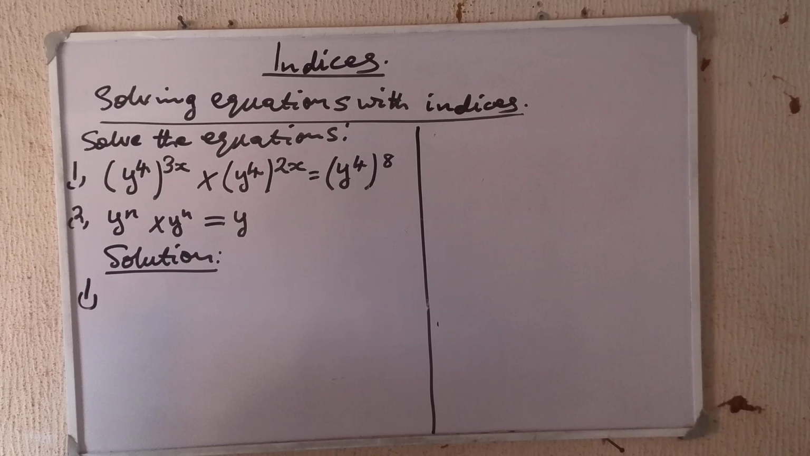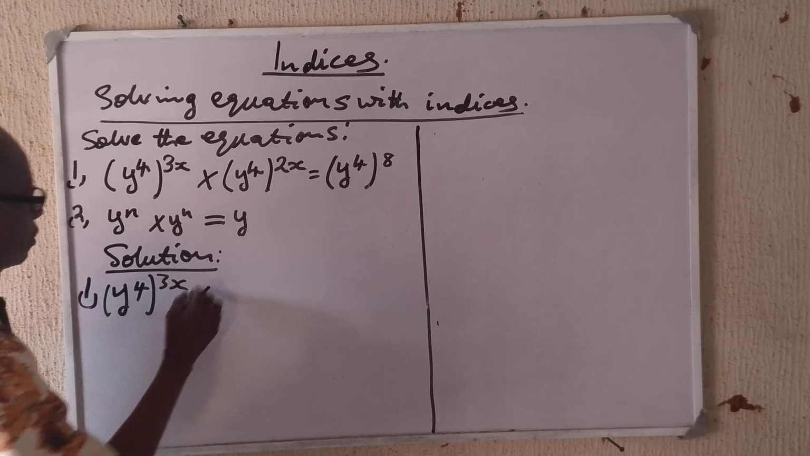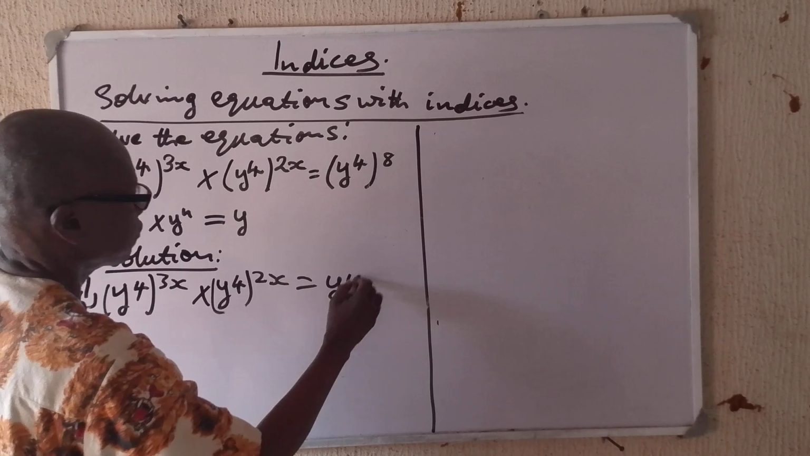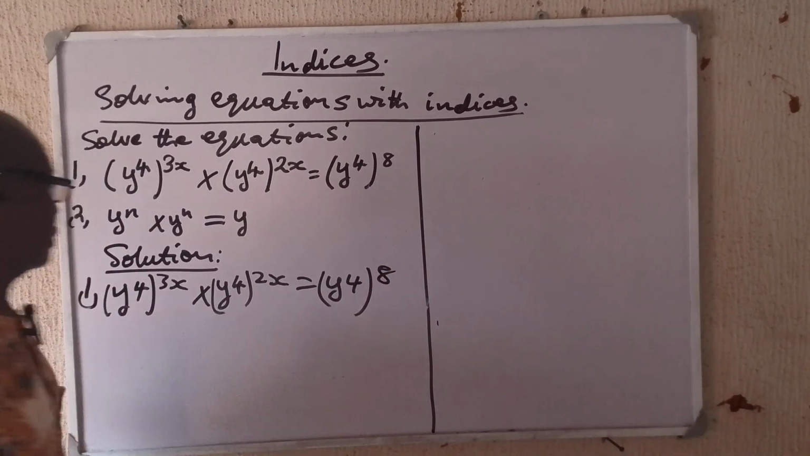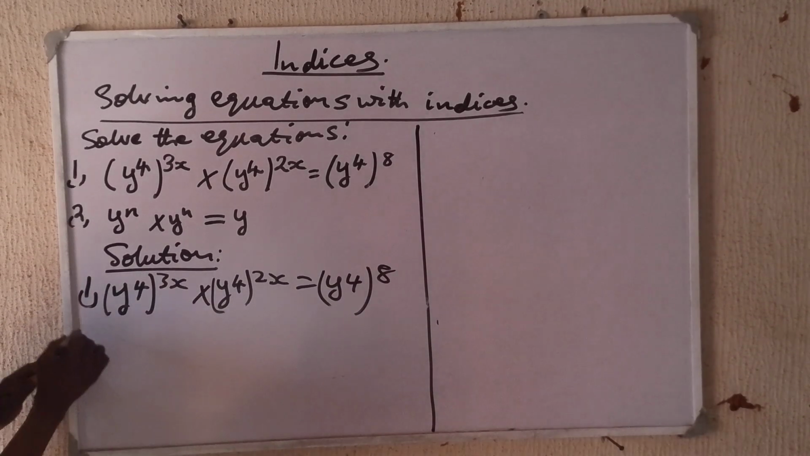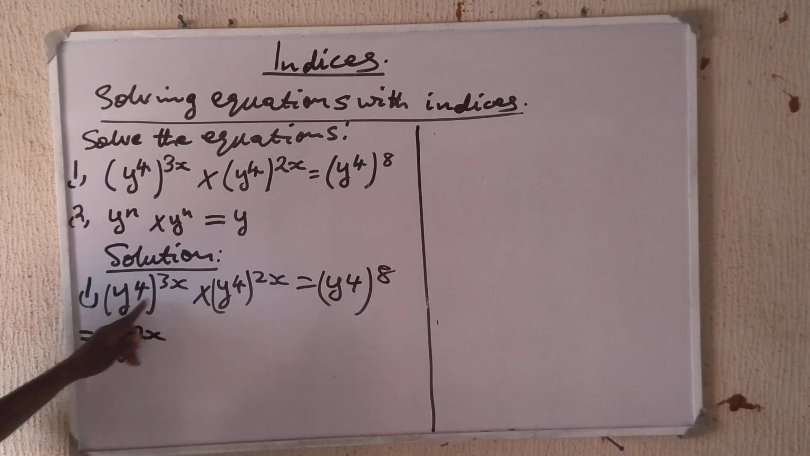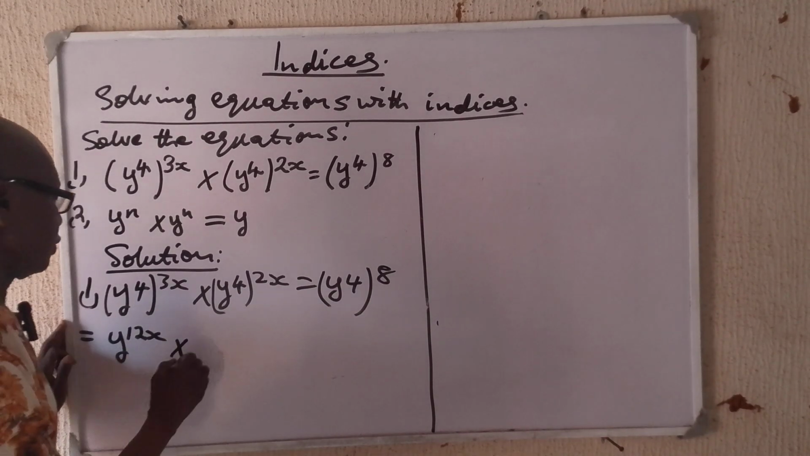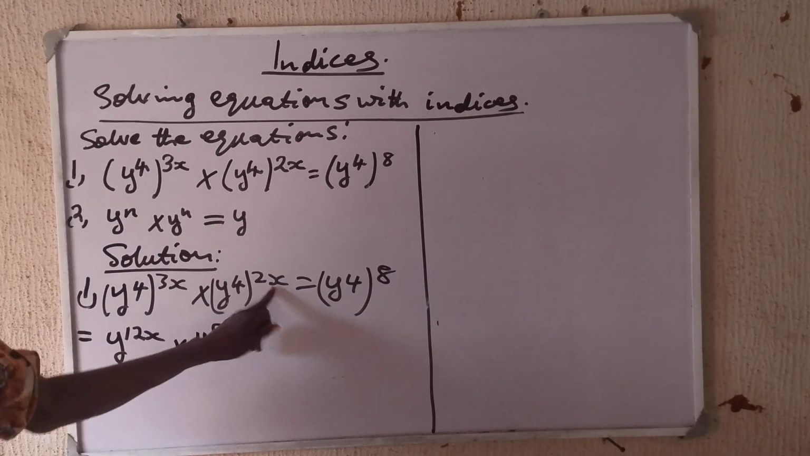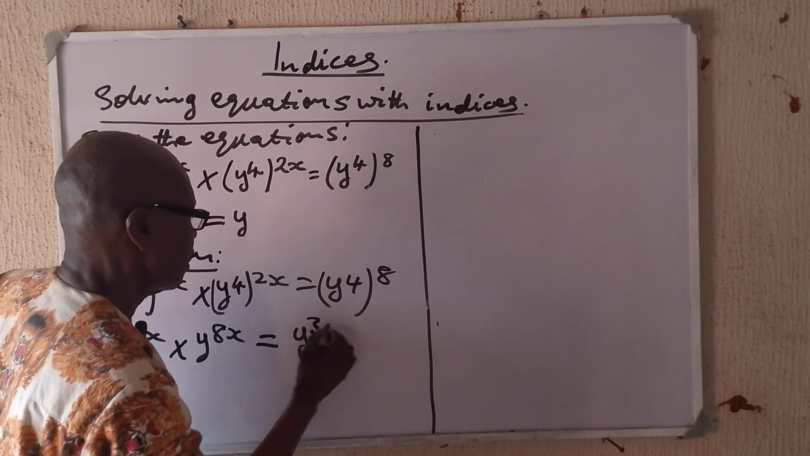Solution number 1: (y^4)^(3x) times (y^4)^(2x) equal to (y^4)^8. In order to continue, we have to multiply out the powers, and that is equal to y^(12x), because 4 times 3 is 12, times y^(8x), that is 4 times 2, and that will give us y^(4 times 8), which is y^32.